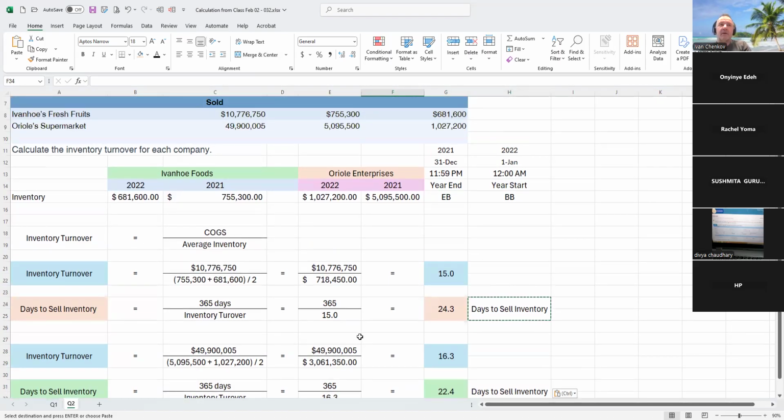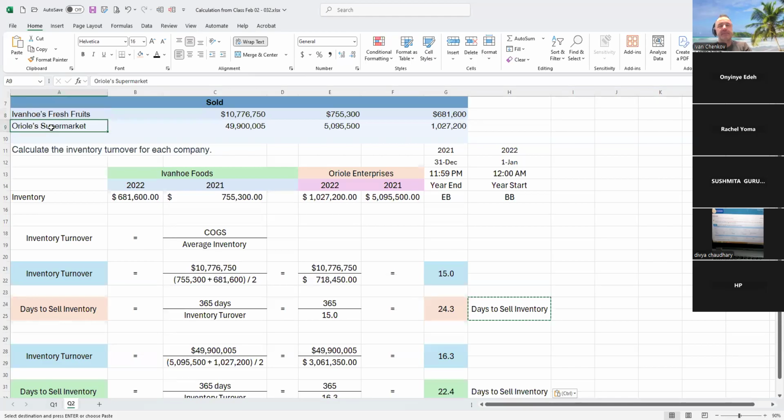Now think about it. Which business are we in? Fresh fruits. Twenty-four days selling your fresh fruits. Are you going to invest? I don't think so. Twenty-four days, that's too much. Imagine your oranges sitting 24 days. That's 3.5 weeks. You cannot sell your oranges. How about the other company?